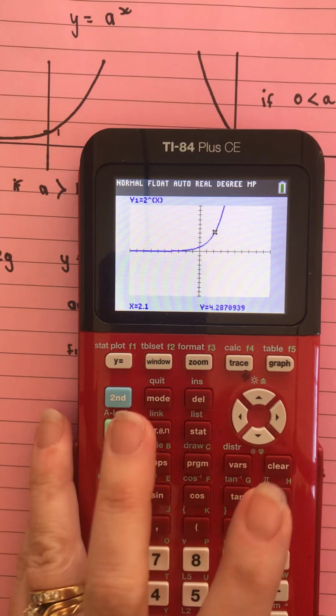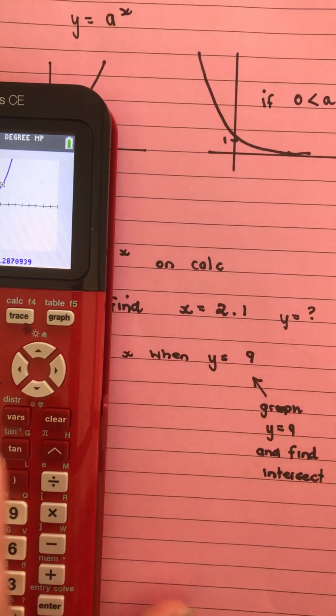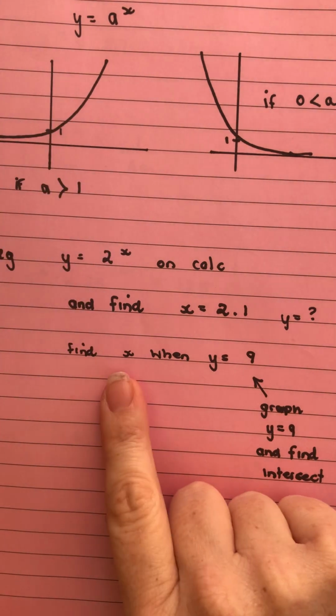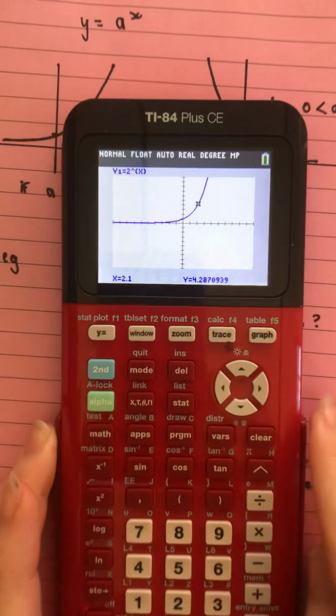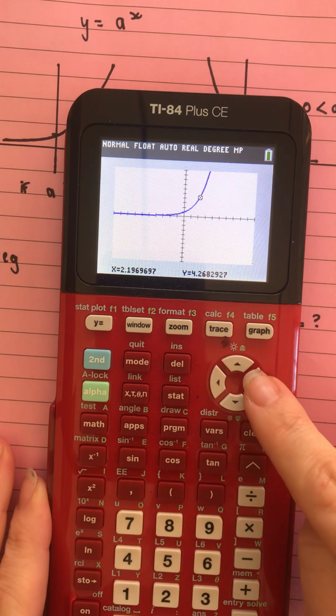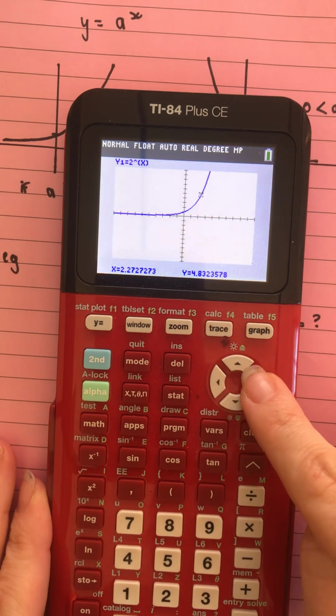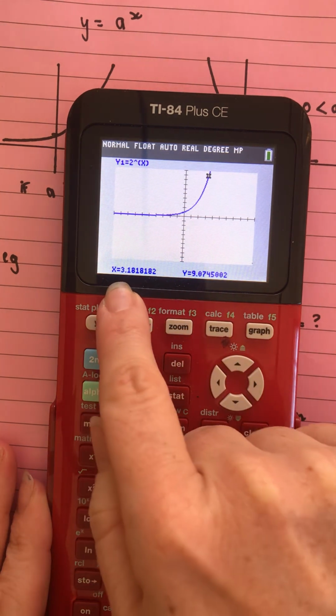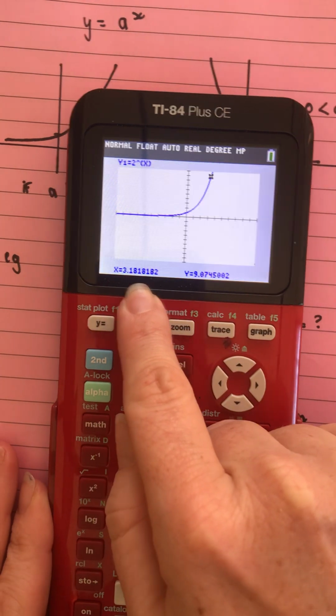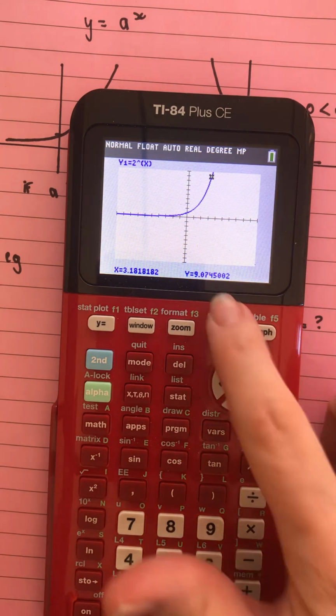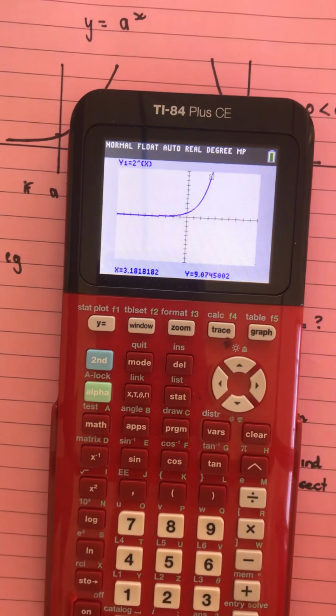Now, the second part of it is that we want to find out what the x value is when y equals 9. Like I said, we could put our trace on and just keep moving along until we get to y equals 9. So you can see we're here at about 3.18, but that's not exactly 9, so we want a better way of finding that.